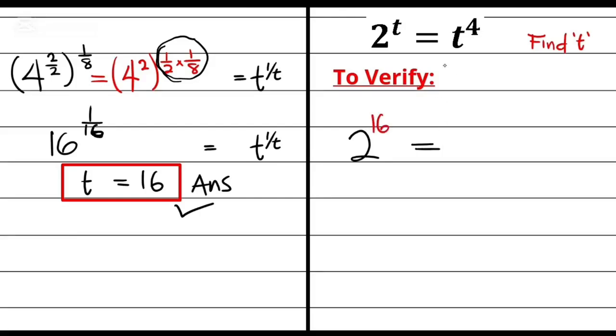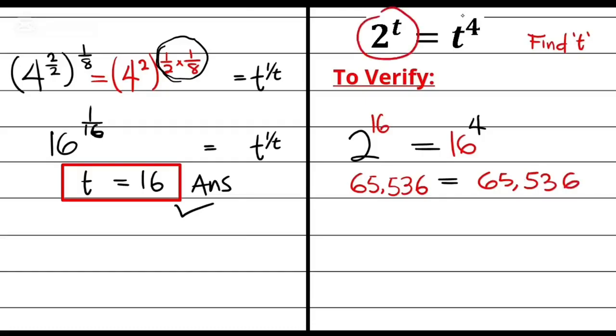So instead of writing t here, I'm going to write the value, which is 16. Then I have to the power of 4. I put the 4 here. Then I check 2 raised to the power of 16 by calculator. I have 65,536. Then by the same calculator, 16 to the power of 4 gives me the same thing, 65,536. The fact that this left hand side is equal to this right hand side shows and proves that the value of 16 is correct.